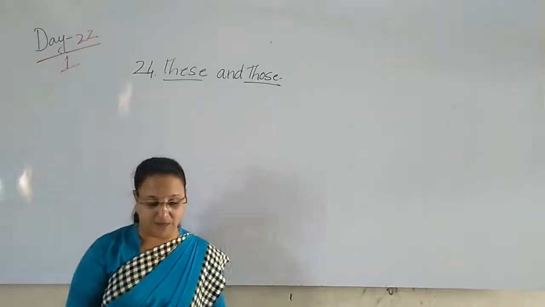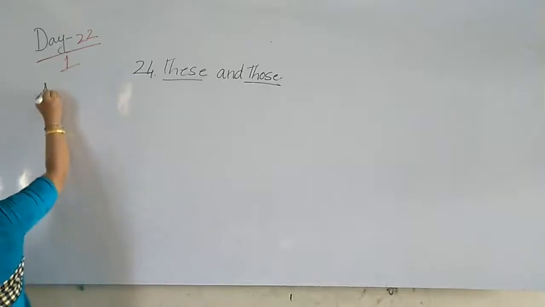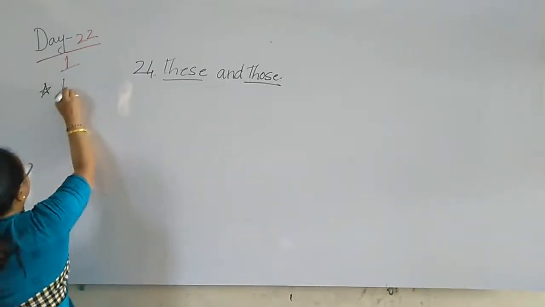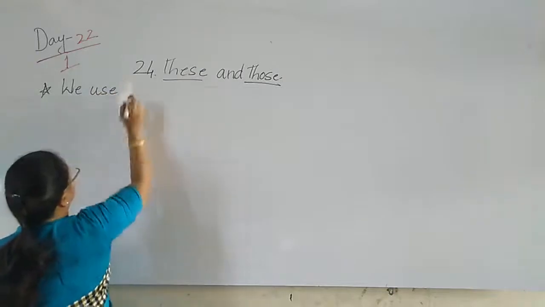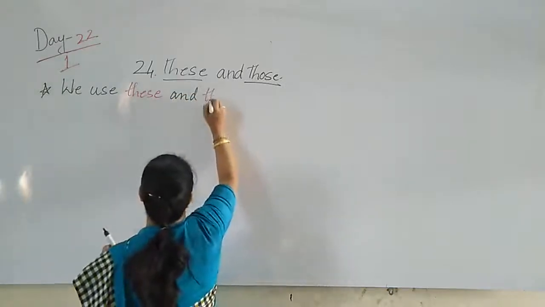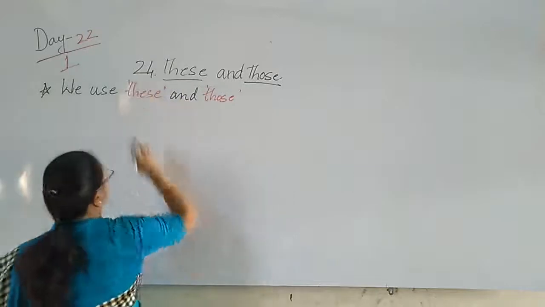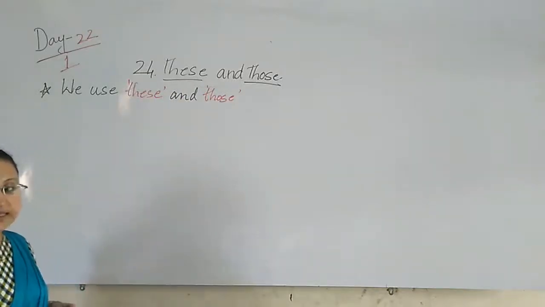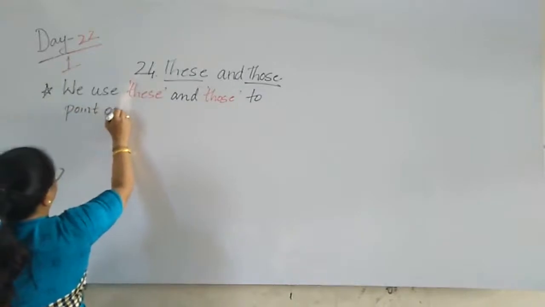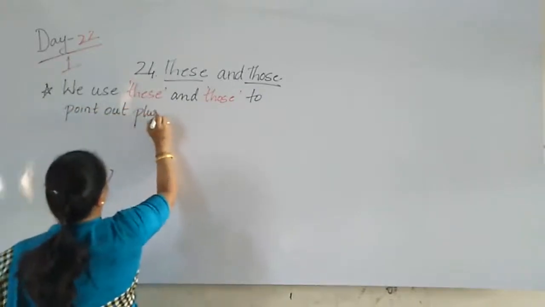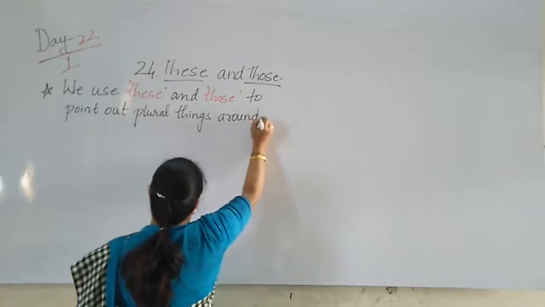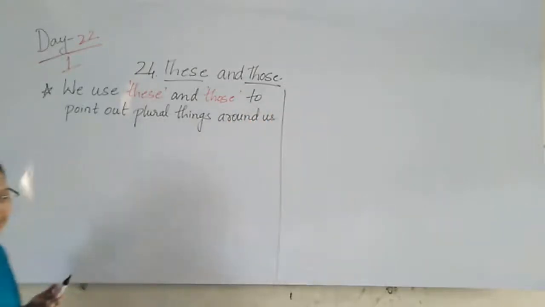For example, now first let me write the note here. The first one: we use these and those to point out plural things around us. Then second point.